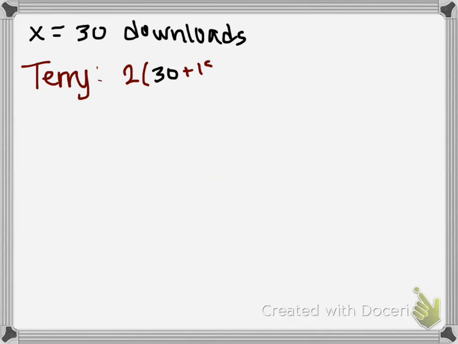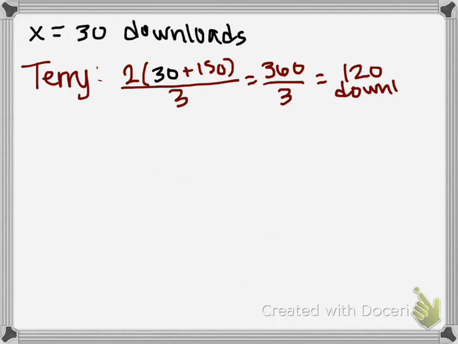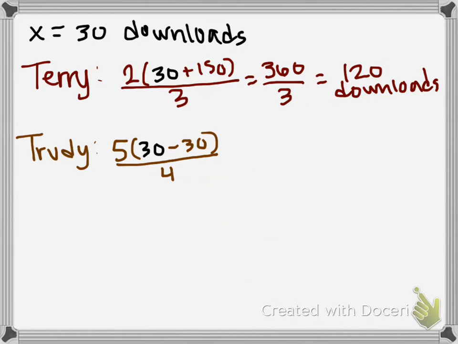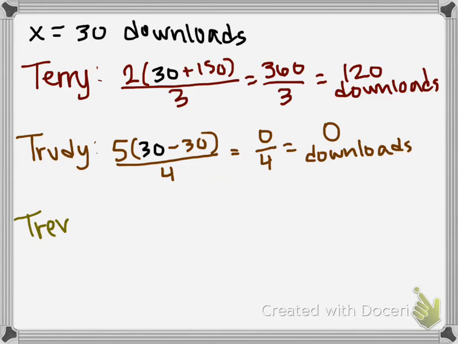I take Terry's expression and substitute the 30 for x, and I find out that Terry has 120 downloads. Then I take Trudy's expression and substitute 30 for the value of x, and determine that Trudy has 0 downloads. And finally, I take Trevor's number, which is equal to Terry's, so it's just 120 downloads.